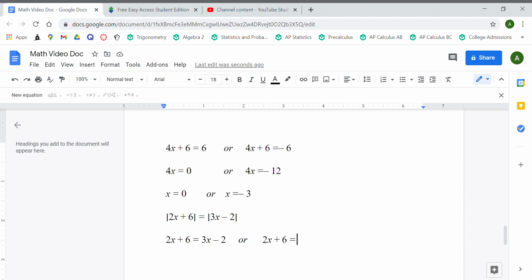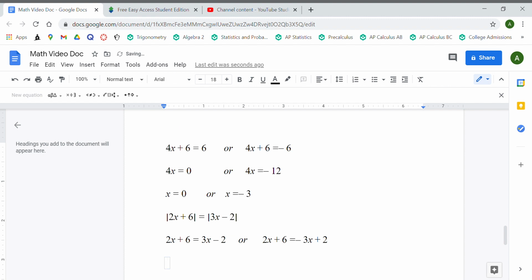So then you should have negative. Oops, I did not mean to do that. We should have negative 3x plus 2. Alright. Want to give it a shot? No, I gotta finish this first.